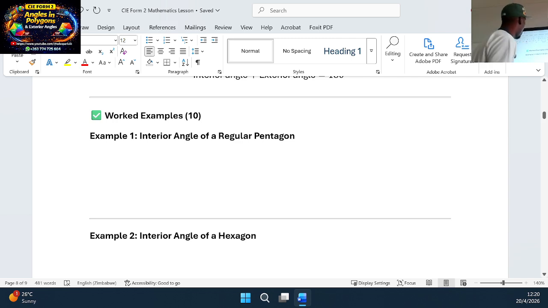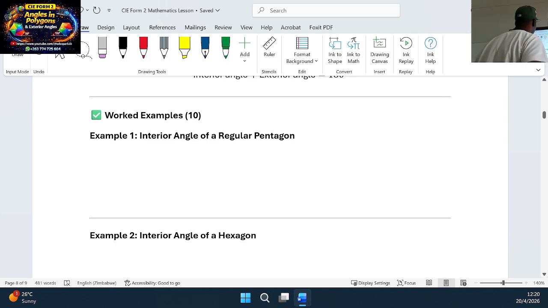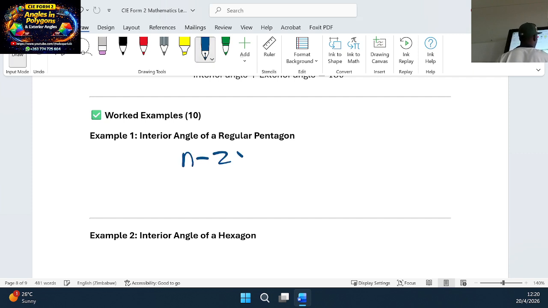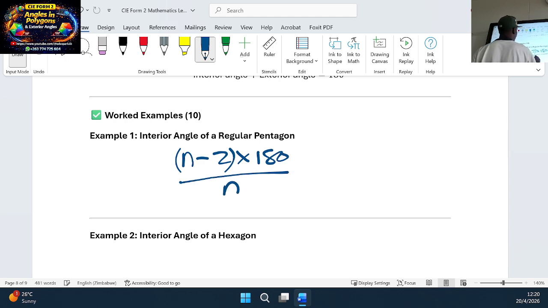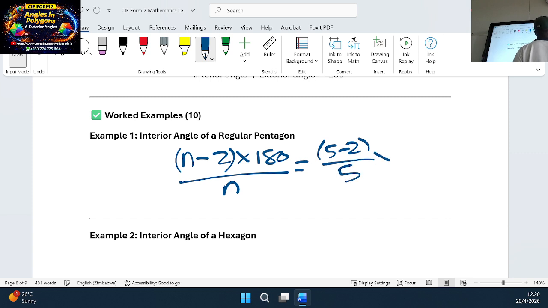So let's try and dive into these 10 problems together. Right, the first one, interior angle of a regular pentagon. So if it's a pentagon, we know it's 5 sides. So our formula says (n minus 2) multiplied by 180 all over n, where n is the number of sides. So doing our substitution for a pentagon, it's going to be inside the brackets 5 minus 2 all over 5 multiplied by 180.